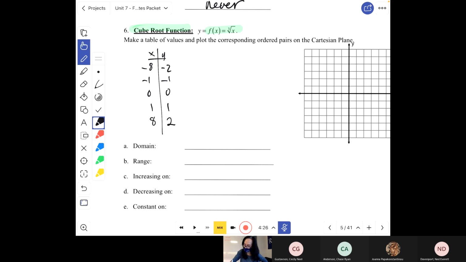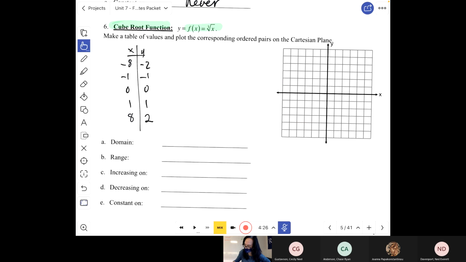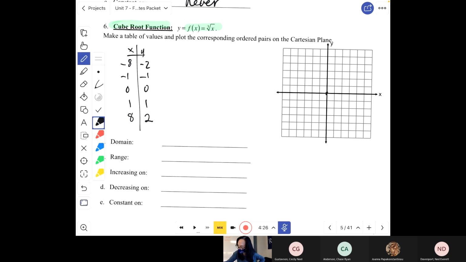So I'm graphing my parent cube root function, plotting these points. And again, these are the kind of things that we should be able to do in our sleep. And I'm estimating the 8 out there just to give you a quick sketch of this. That is your parent cube root function. So it's just like the x cubed, but on the x-axis.